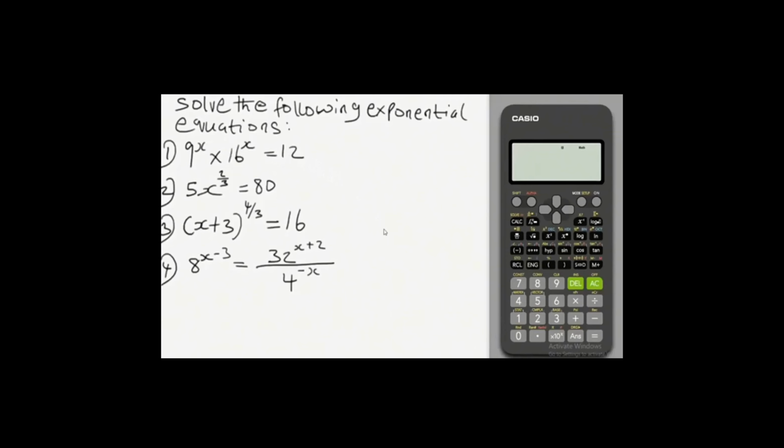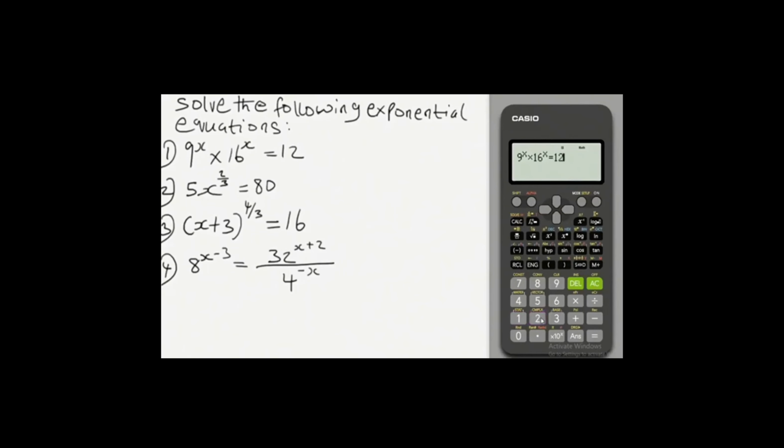To solve this, guys, it's very easy with the calculator. Let's input the values. So we have 9 to the power of x. To input the power, you make use of the power function. Then we come down, so we have times 16 to the power of x, using the power function again, alpha and x. To bring out the equality sign, we press alpha and this calc button, so it will come out. Equals 12.